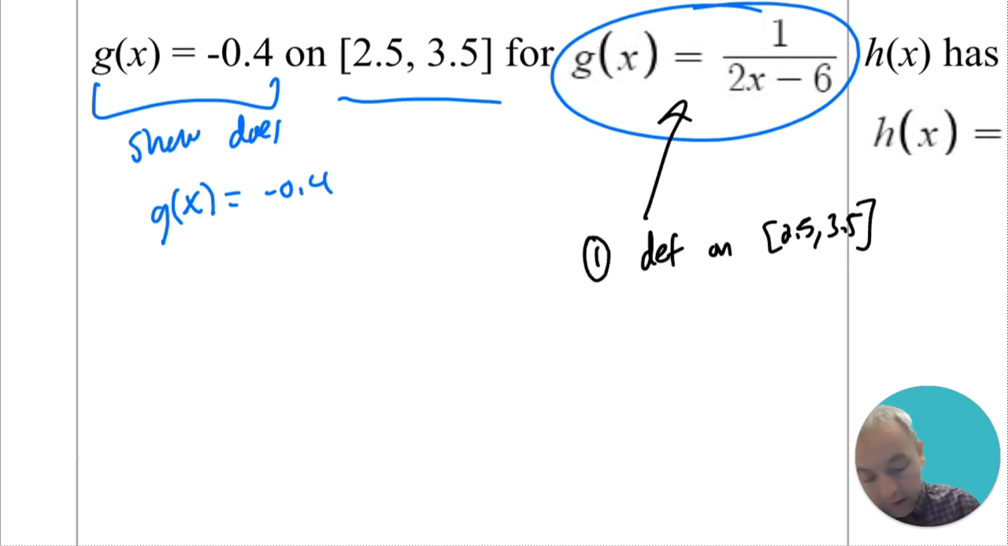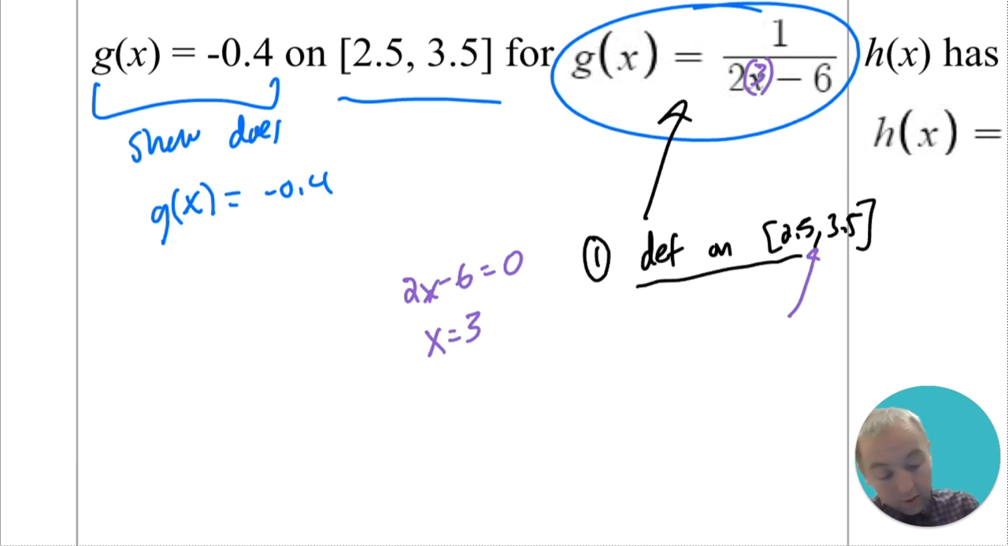So because the denominator is 2x minus 6, right, it could possibly equal 0. We don't want it to equal 0, right? But if you solve for x, add 6 and divide by 2, then when x is 3, plugging in 3 would make the bottom 0, right? And then the y value would be undefined at 3. And that's kind of an issue because 3 is between 2.5 and 3.5, right? So is the function defined entirely on the interval? No, it's not going to be defined on the interval, right?